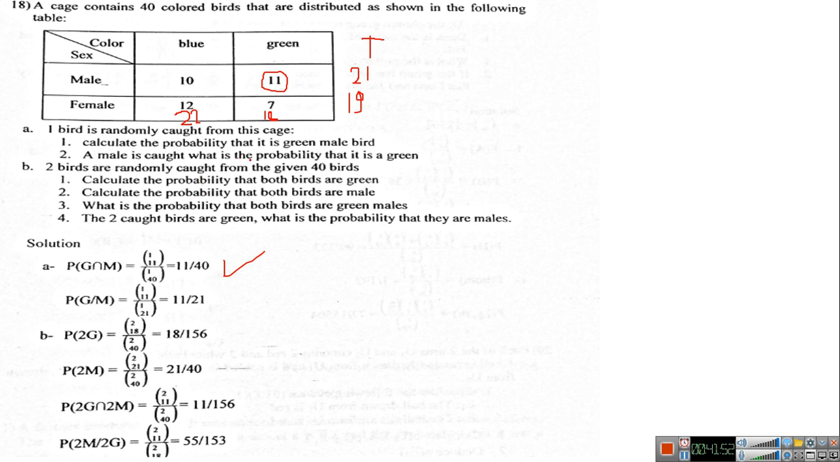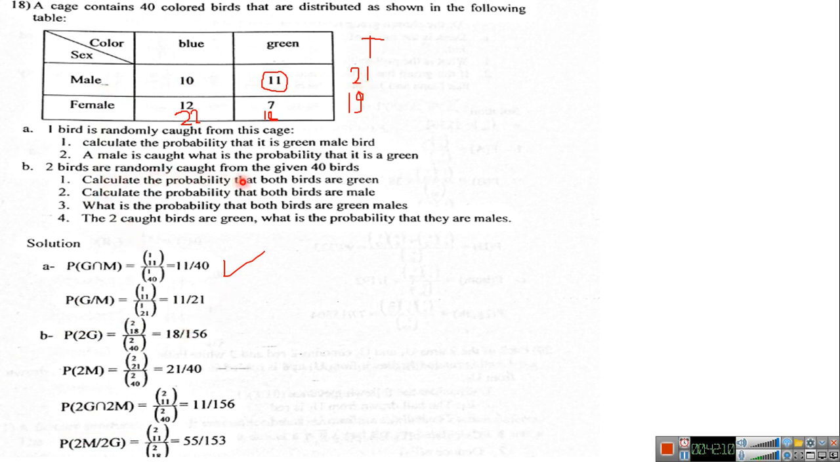A male is caught. What's the probability? A male is caught, knowing male. So the universe now is male here. Only the male. You can see it here. So knowing male, what's the probability it's a green? So I have 1 out of 11 over 1 out of 21.